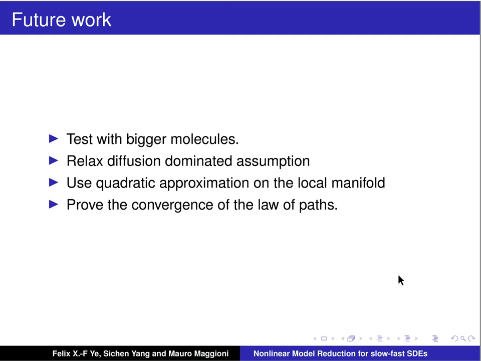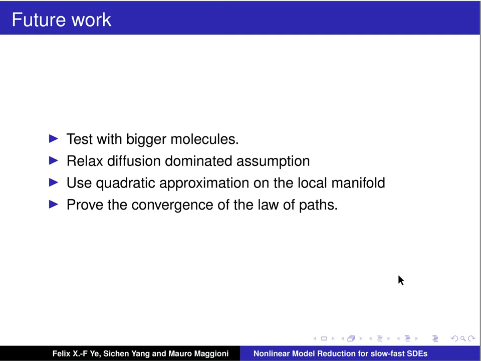So that's something we want to accommodate as well. And also the third thing I want to do later is a quadratic approximation instead of the linear approximation. Right now I'm using the tangent plane to approximate the manifold. But if your manifold is pretty rough, it might not be a good idea. So maybe a quadratic approximation might be better.